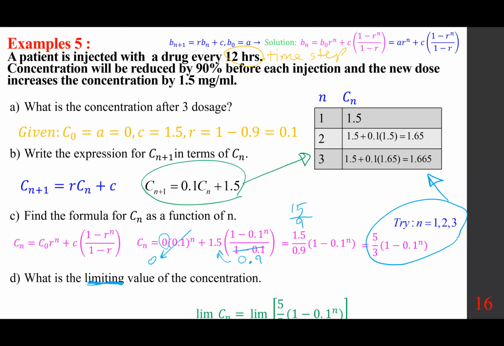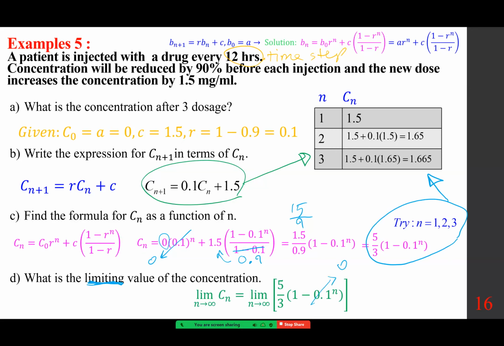Let's take a limit. Clearly, this goes to 0 because 0.1 is between -1 and 1, and the answer is 5/3. And now we are going to write the units because the units are given. If not, we don't have to write. The units are given, therefore we give it back with proper units.